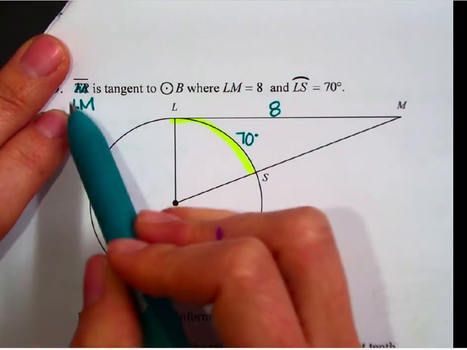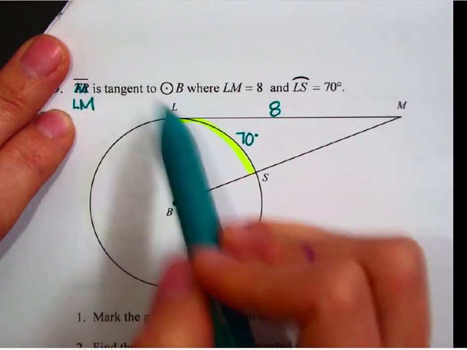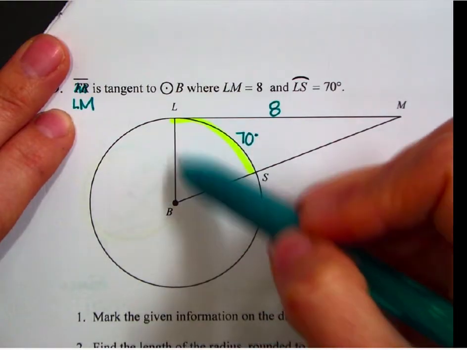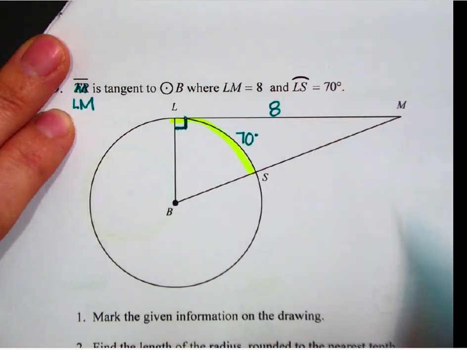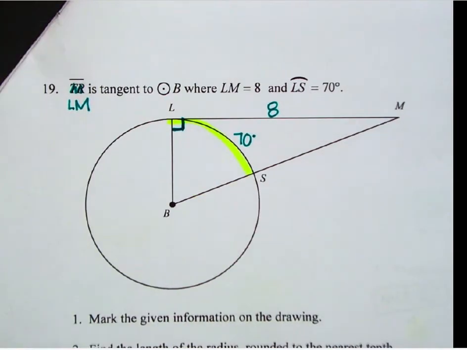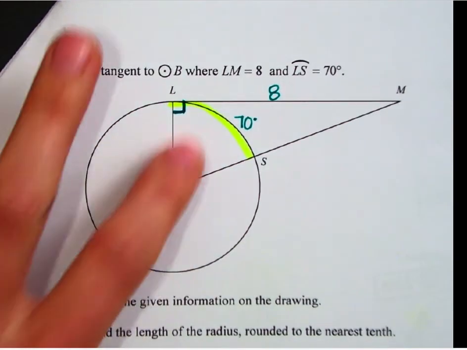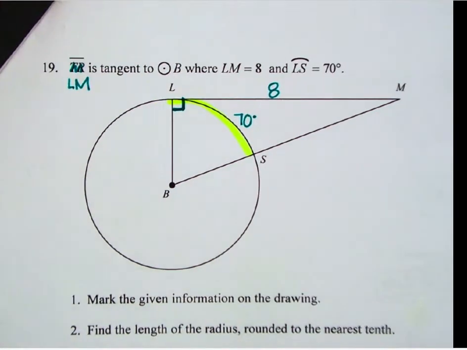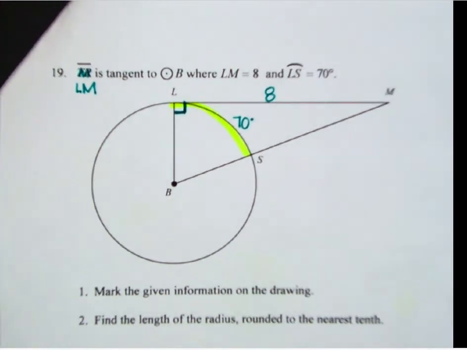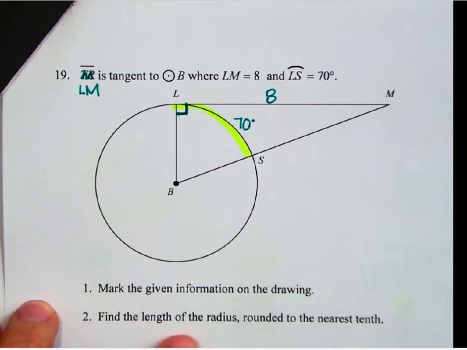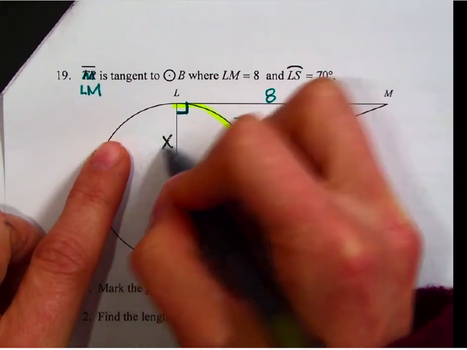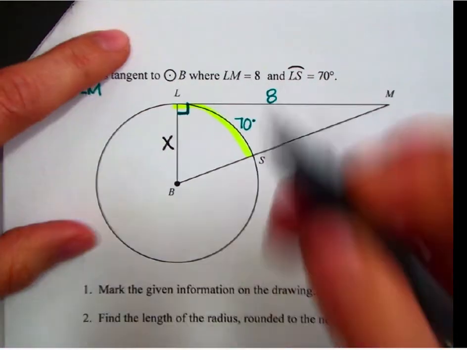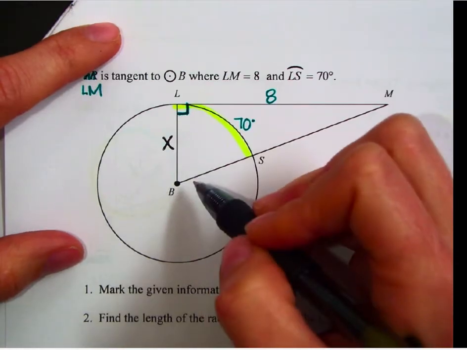Right here, we know LM is tangent to the circle. So if this is a radius in the circle, then that tangent line is perpendicular with the radius, forming a 90-degree angle. So that's how we mark up the information on the drawing, three things. Then for number 2, we're going to find the length of the radius rounded to the nearest tenth. So I'm going to put an x right here. We're going to be able to find that length using this given information.